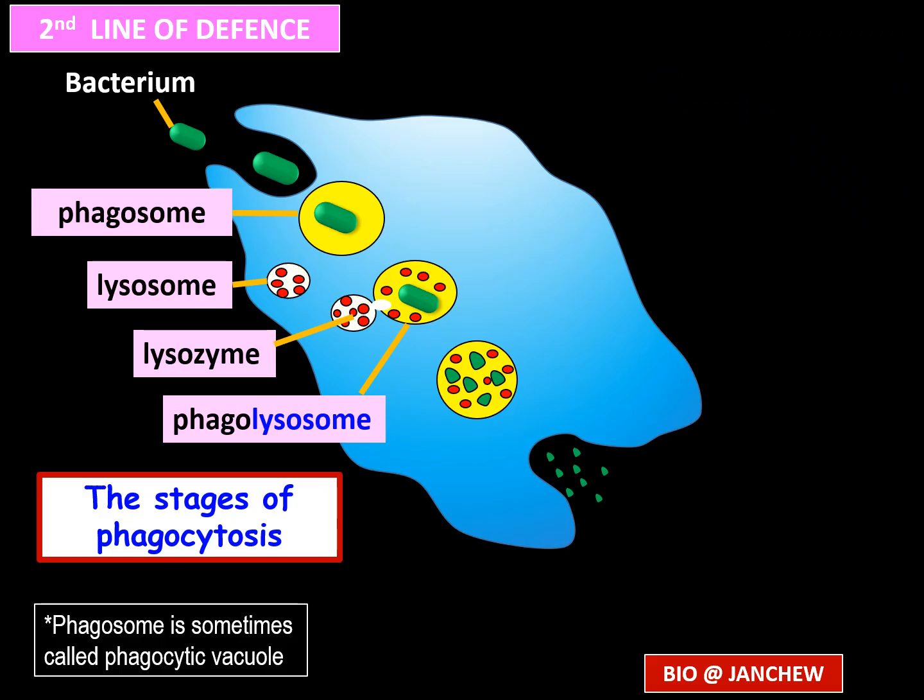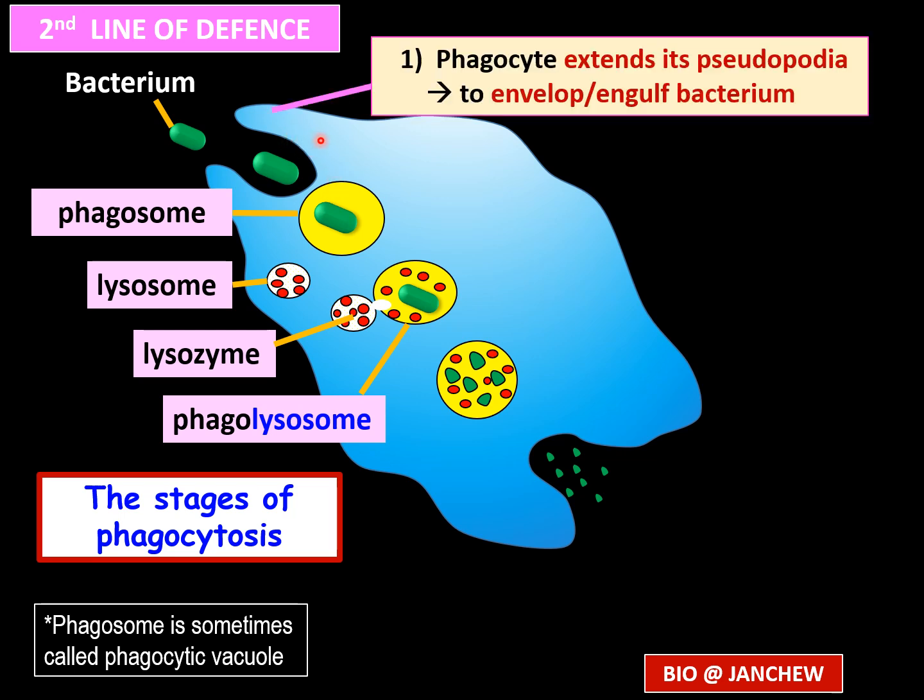Let us now discuss the stages of phagocytosis. How does a phagocyte destroy a bacterium? Firstly, if a bacterium has entered the body tissues, it produces chemicals that are foreign to the body. So the phagocyte is attracted to these chemicals, and it will move towards the bacterium and then extend its pseudopodia to envelop or engulf the bacterium to form a phagosome.